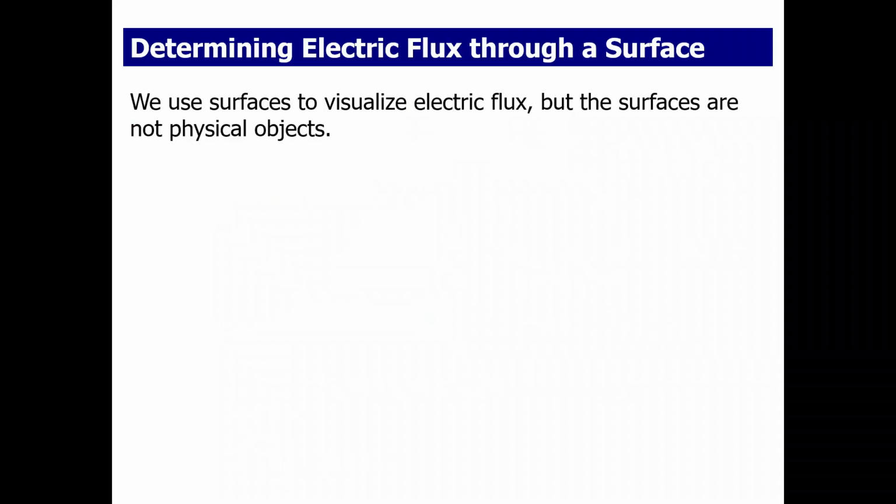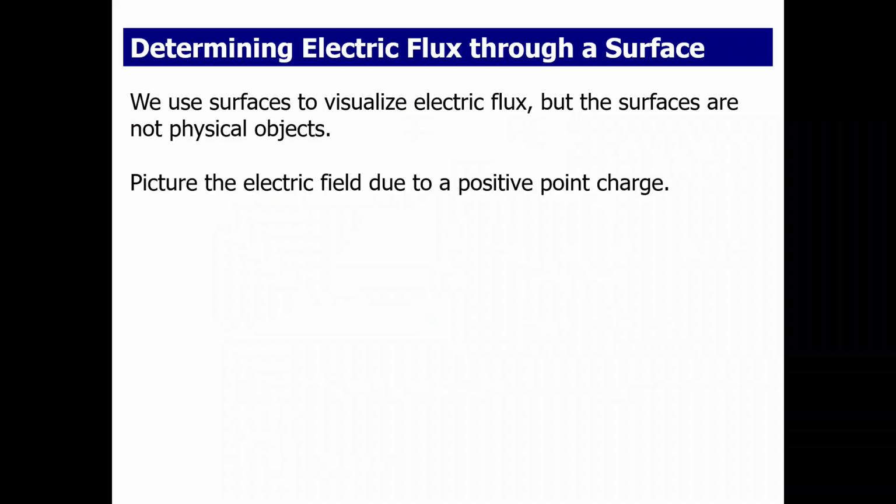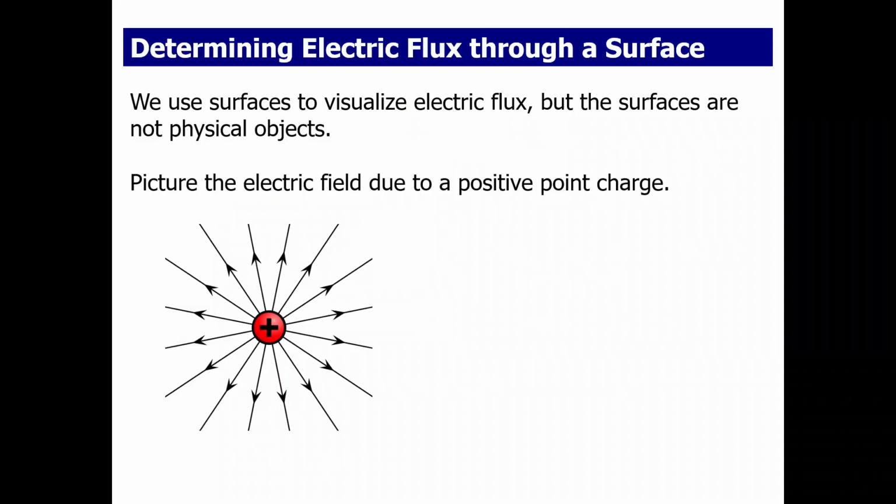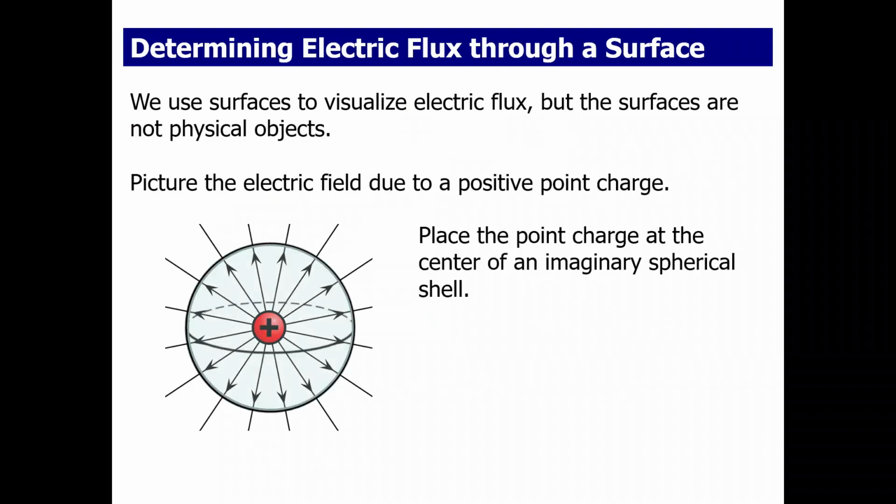So the surfaces are used as a visualization tool. So picture that we have the electric field due to a positive point charge. So this is 2-dimensional, but these also go out 3-dimensionally in all directions. This is making vectors pointing out 360 degrees away from my positive charge. If I want to visualize the flux, I can put any surface around this. And we're generally going to use 3-dimensional volumes, which will relate to Gauss's law.